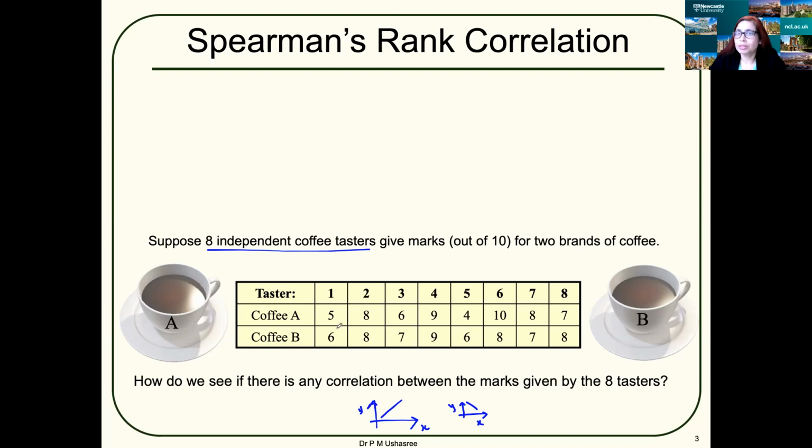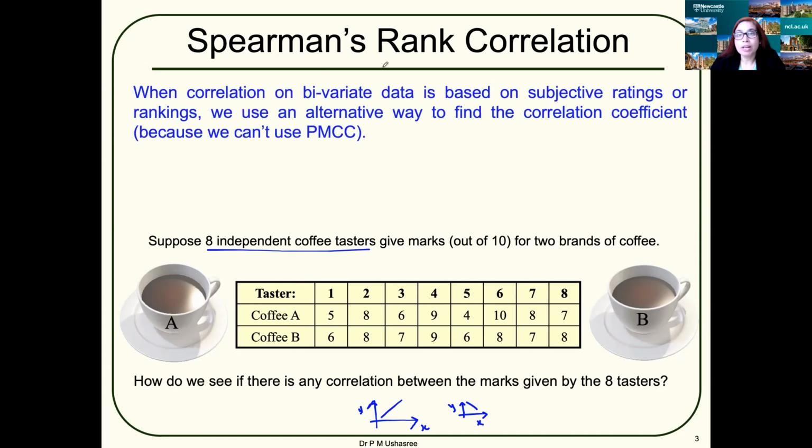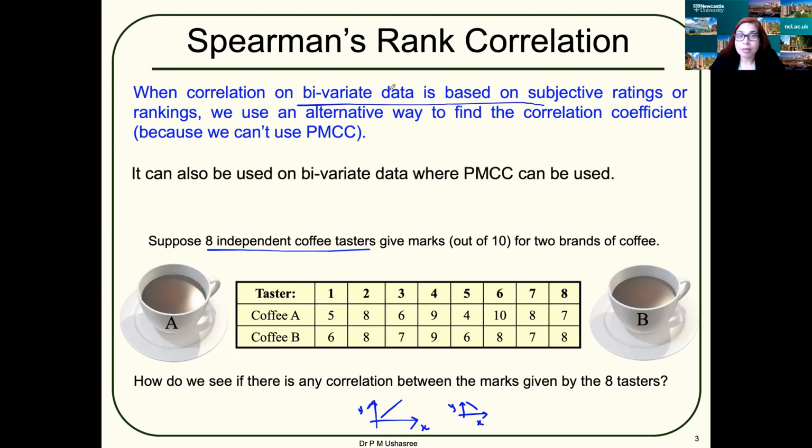So how do you determine the correlation coefficient? How do you determine the relationship, correlation? How do you determine whether there is an association between the two variables? So this is where we have Spearman's rank correlation coefficient. When correlation on bivariate data is based on subjective rating or rankings, we use an alternative way to find the correlation coefficient, and that is Spearman's rank correlation coefficient. And it can also be used on bivariate data where PMCC can be used.